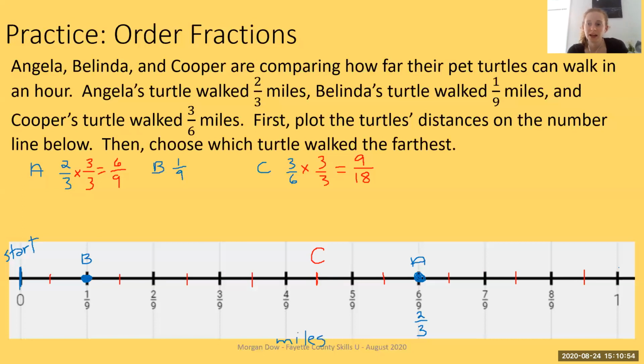Let's finish up by tackling the last part of our question. It says choose which turtle walked the farthest. So which turtle walked the farthest? It's going to be Angela. Angela's turtle walked the farthest. Her turtle got the closest to 1 whole mile. Angela's turtle.